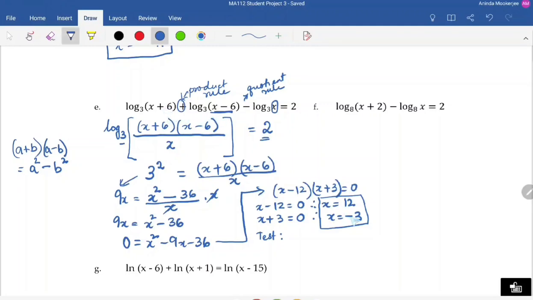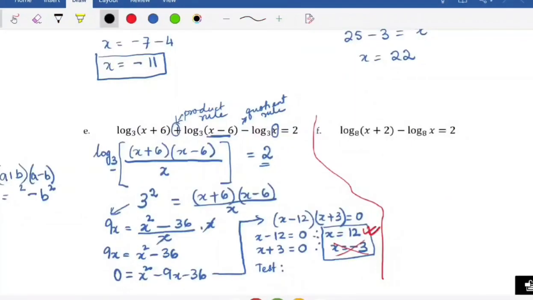However, look at this, log base 3 of x minus 6. So minus 3 minus 6 is going to give us a negative 9. So that itself makes this invalid. So x equals negative 3 is not going to be a solution, because when we plug in negative 3 into the second term of the equation, we end up with a negative value, and that cannot happen. All right. So our only solution is x equals 12. That's the only solution.